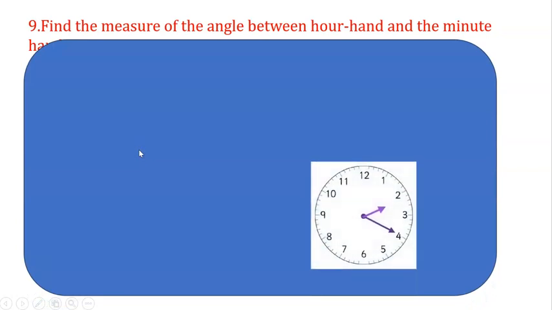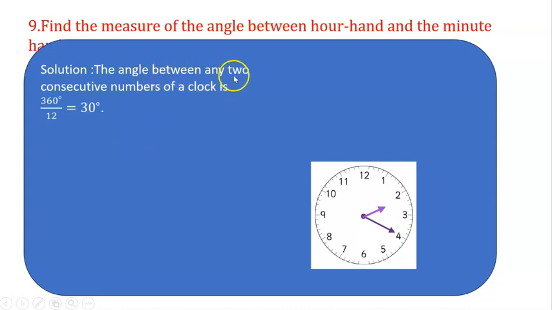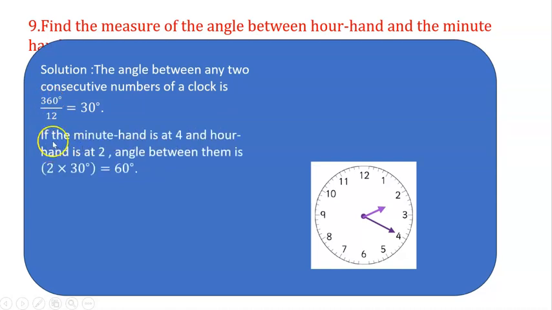See this here, 20 past 2. The angle between any two consecutive numbers of the clock is 360 upon 12, that is equal to 30 degree. If the minute hand is at 4 and the hour hand is at 2, the angle between them is 2 into 30, that is 60 degree. If the minute hand is at 4 and the hour hand is at 2, then the angle between them is 60 degree.